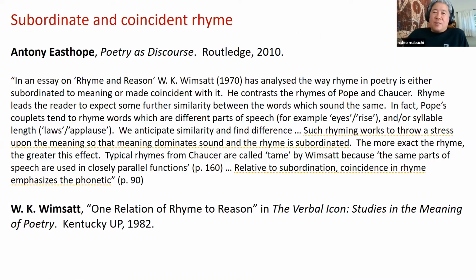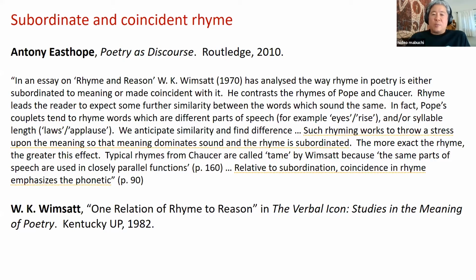So another thing that I've been very interested in: Anthony Easthope, in a famous book called Poetry as Discourse, actually refers back to an earlier essay by W.K. Wimsatt. But I think Easthope's little passage explains this idea more clearly than if you go back to the original Wimsatt essay. So Easthope writes, in an essay on rhyme and reason, W.K. Wimsatt has analyzed the way rhyme in poetry is either subordinated to meaning or made coincident with it. He contrasts the rhymes of Pope and Chaucer.